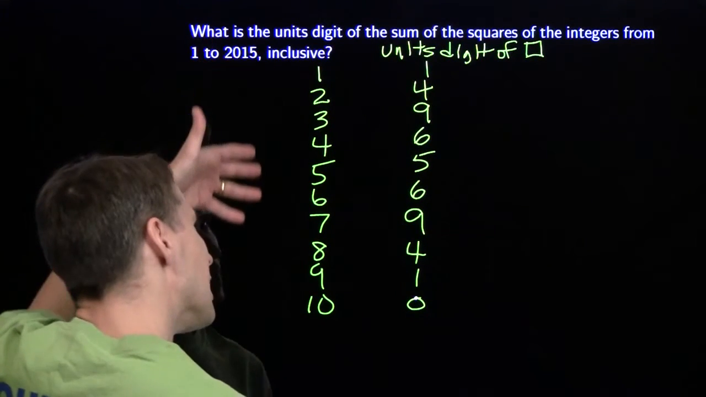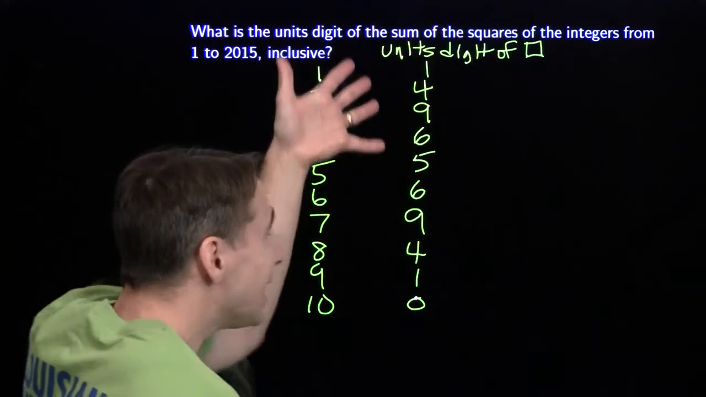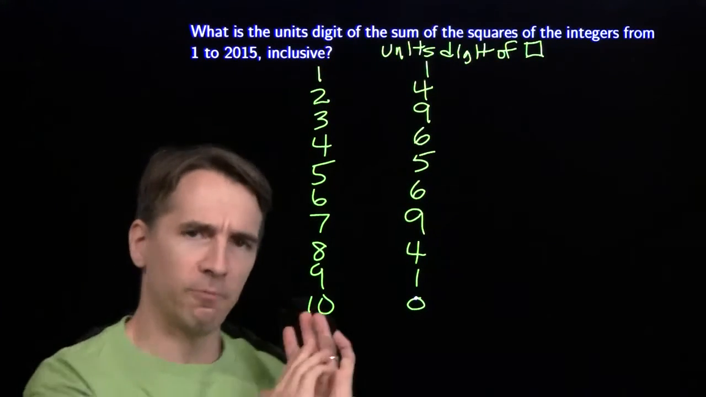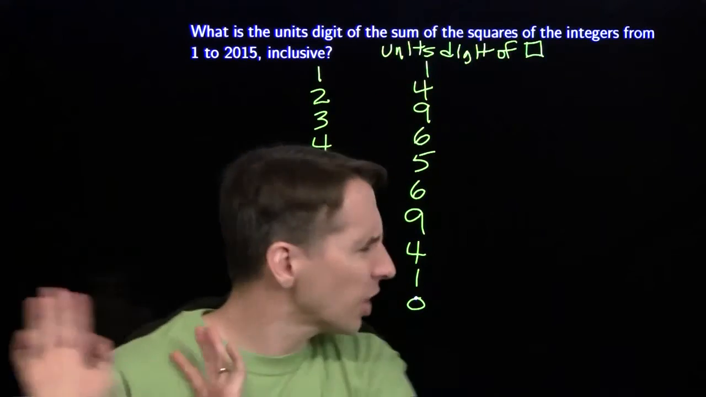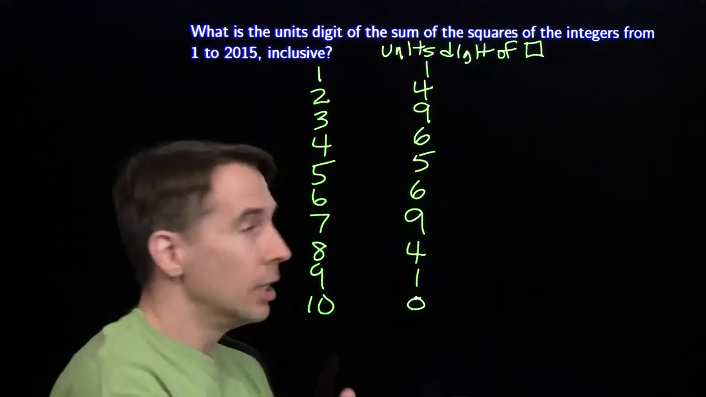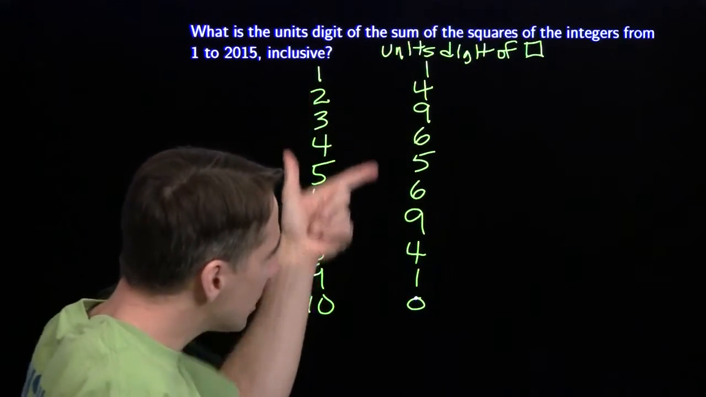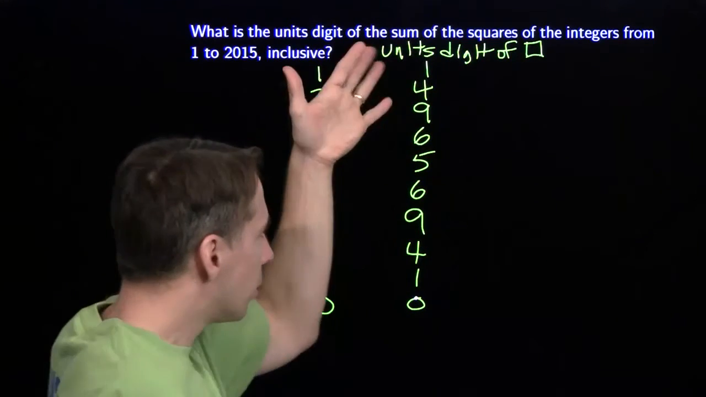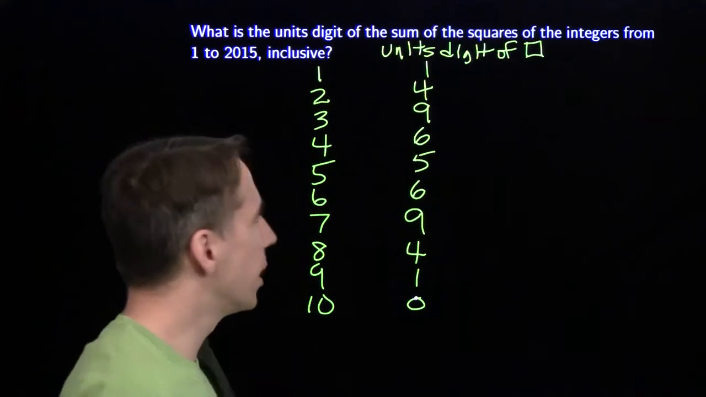All right, so I look at my first 10 numbers, and I only care about the units digits. The first key there: we forget about the tens, forget about the hundreds, forget about the thousands, forget about all that. We only care about the units digit, because when we add this up, the only thing that's going to affect the units digit of the sum are all these units digits of the squares.